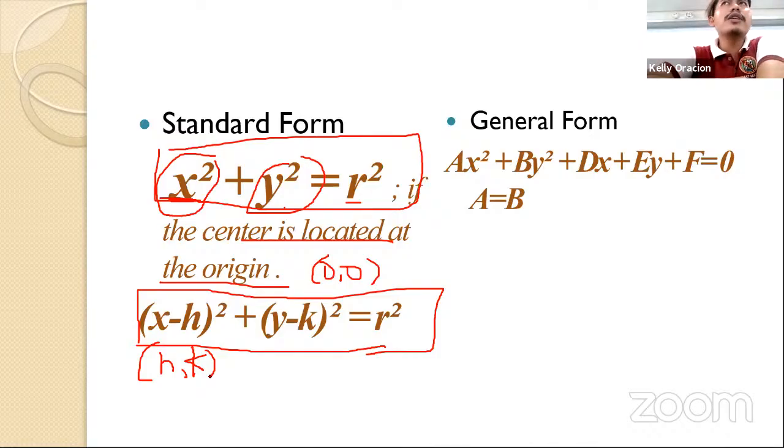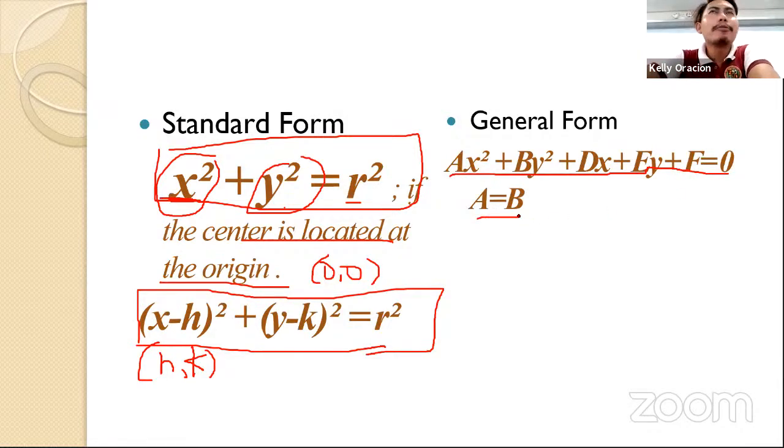Your center is either located in quadrant 1, quadrant 2, quadrant 3, or quadrant 4, or sometimes on quadrantal angles. Okay? So ganyan yung standard equation ng circle pag yung center is not located at the origin. Meanwhile, sa general form, this is the general form of the circle, where A is equal to B.